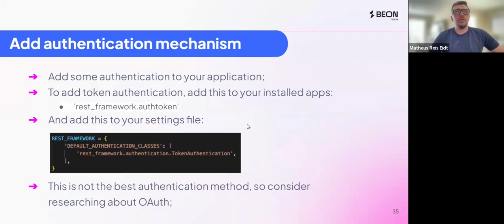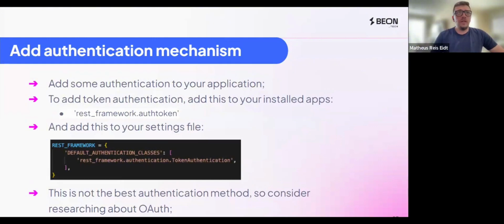Also, another good thing we should do on our API is our authentication mechanism. This will be used for identifying the client that's trying to access the information. So to add, for example, token authentication, we just need to add to our installed apps configuration the REST framework.auth token. We also need to add this default authentication class to our REST framework settings.